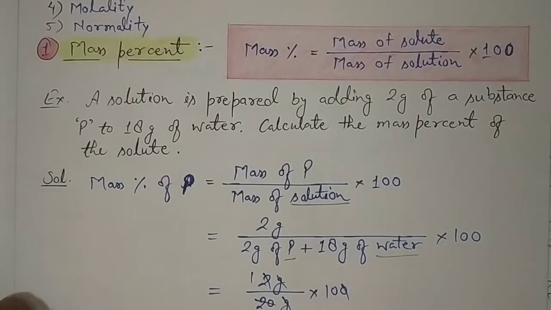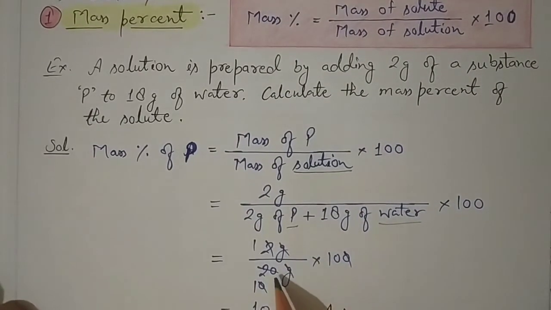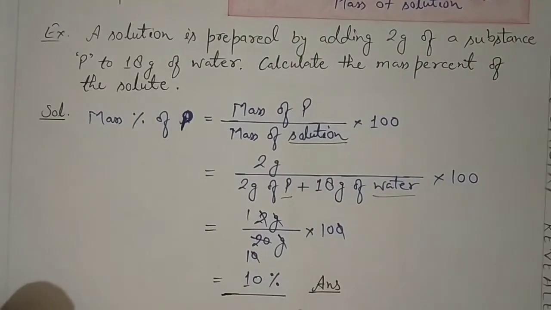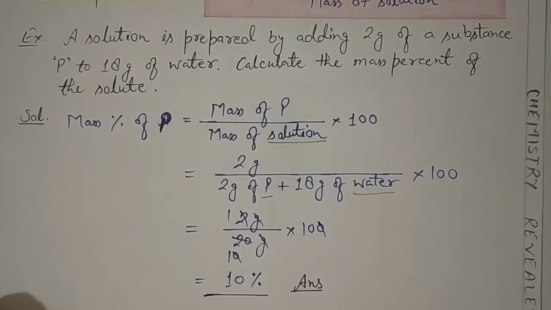So the mass becomes 20, that is 2 upon 20. Units are same, gram, they get cancelled, into 100. And when we solve it, we get the answer, that is 10%. So as you see, in this way we can easily solve the mass percent question. This is a very easy term to express the concentration of the solution.